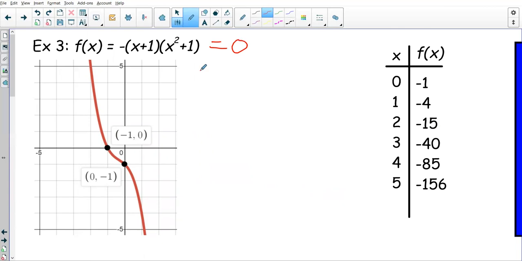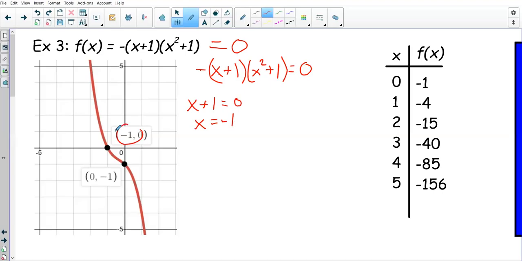So we've got negative x plus 1 times x squared plus 1 equals 0. So that means that x plus 1 is equal to 0. I can solve that. There's no problems there. That gives me x is equal to negative 1. There's the x-intercept that we already have.